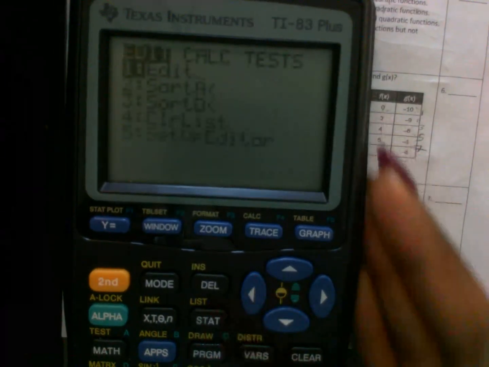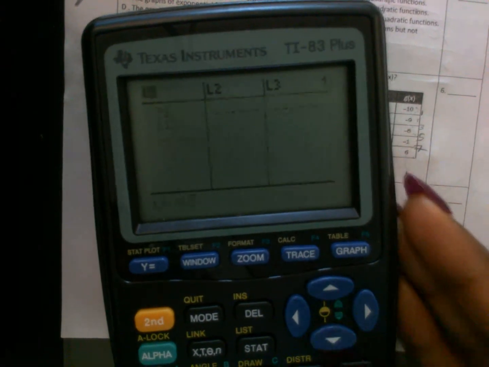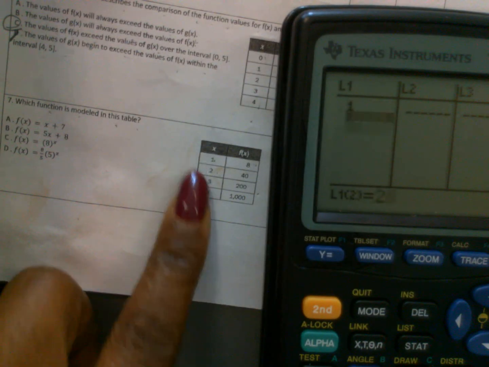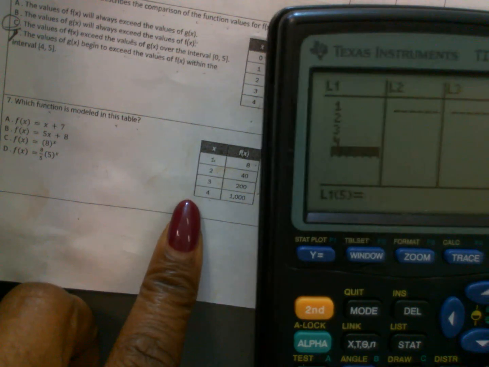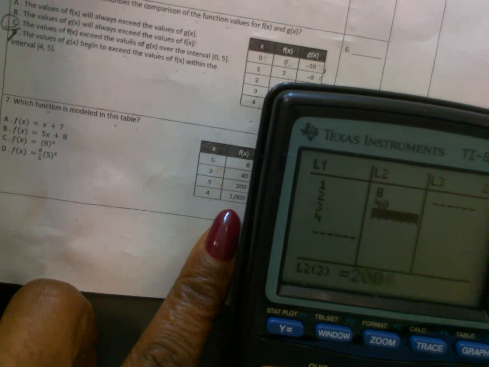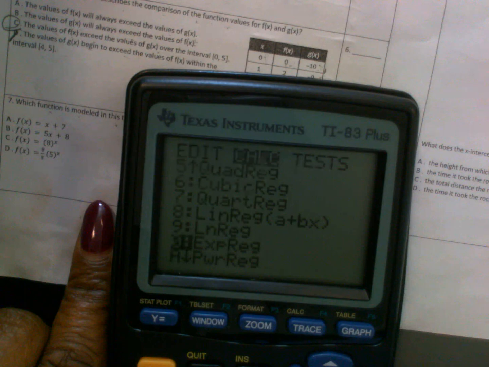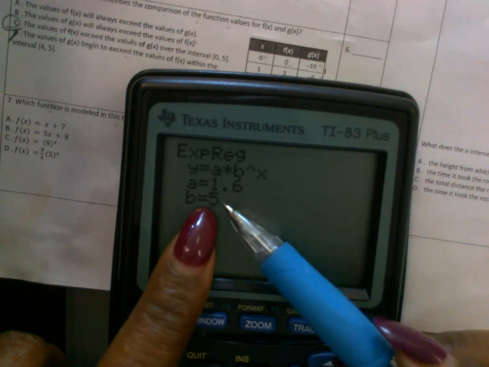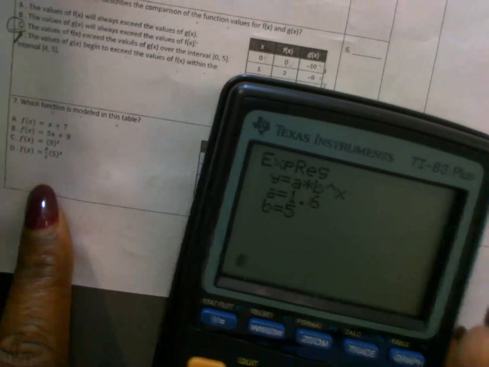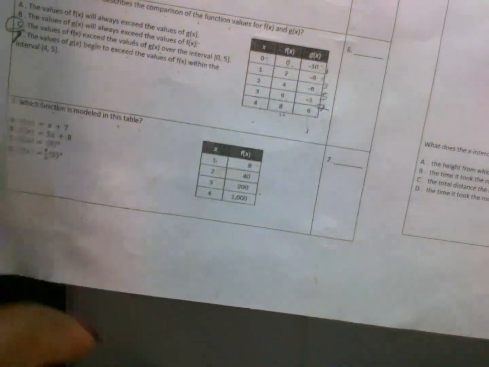So when you type this in, stat edit. Okay, so we got 1, 2, 3, 4, and we have 8, 40, 200, and 1,000. Okay, and we do exponential reg. It's the last one. So see, 1.6. That's the same as 8 divided by 5. See, okay? So this is your answer.